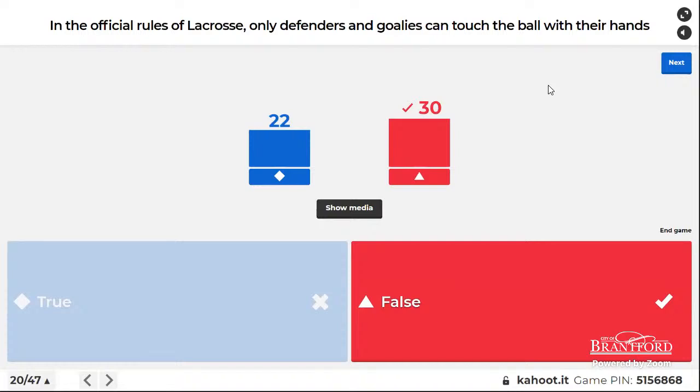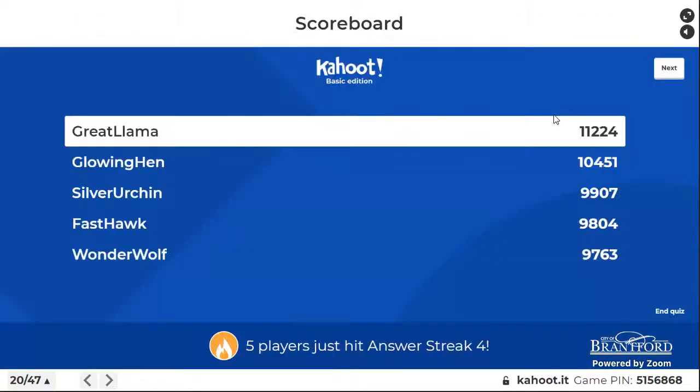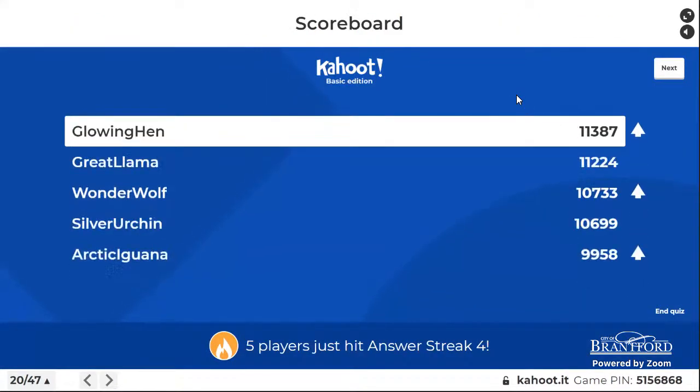Oh, split, but it is false. You know, the clue here is it's actually only goalies that can touch it with their hands, like most sports. Defenders cannot. All right, so 30 people are going to earn points with that one, and it has changed the leaderboard.